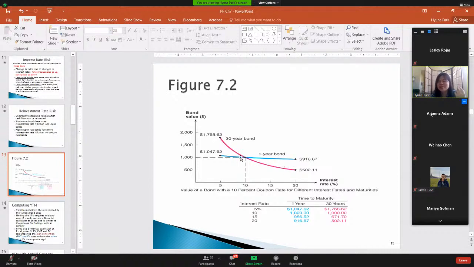But what about the 1-year bond? It changes a little bit, but a tiny change, because this bond matures within 1 year. So the impact of discounting is not huge during this 1-year period. But for the 30-year period, the impact of the changing discount rate is huge. Any questions?